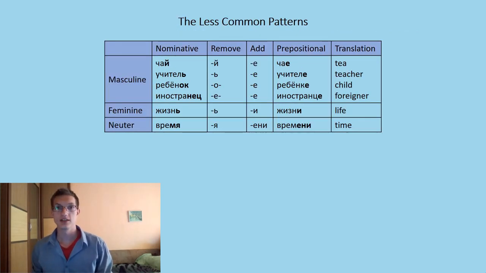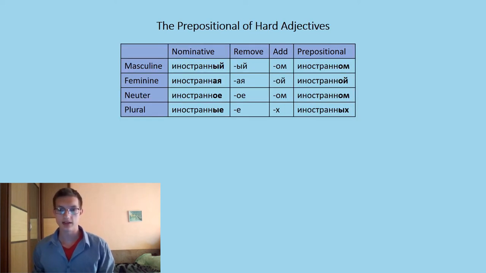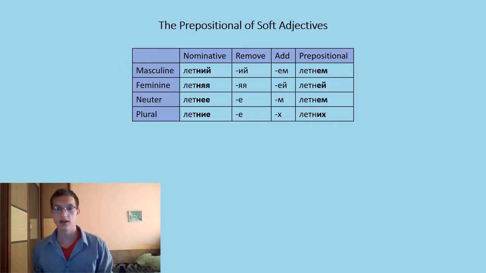So, чае, учителе, ребенке, иностранце, жизни, времени. Городах, случаях, машинах, историях, словах, мнениях. Иностранном, иностранной, иностранном, иностранных. Летнем, летней, летнем, летних.